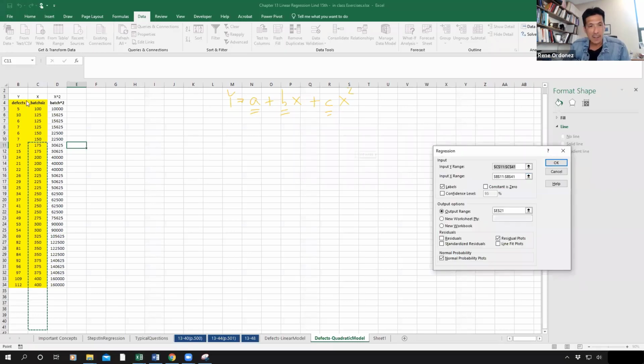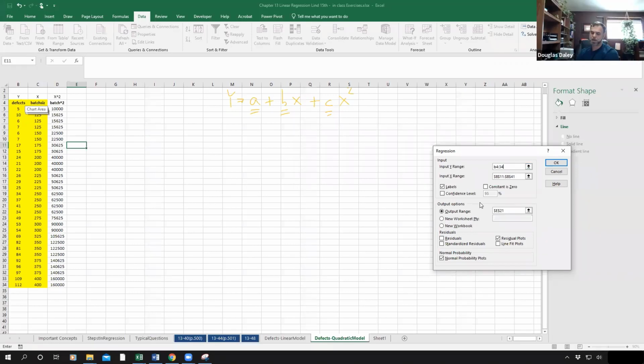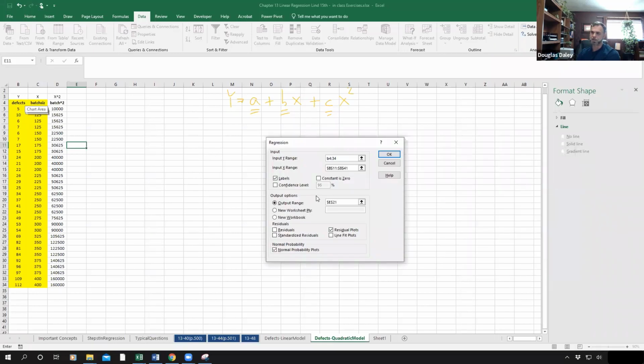Not letting me pick this. All right, I'm just going to force it to. I'll just type the range for Y. That would be B4 all the way down to B34. I was running into that problem too after this latest Windows update. It seemed to make a mess of things.